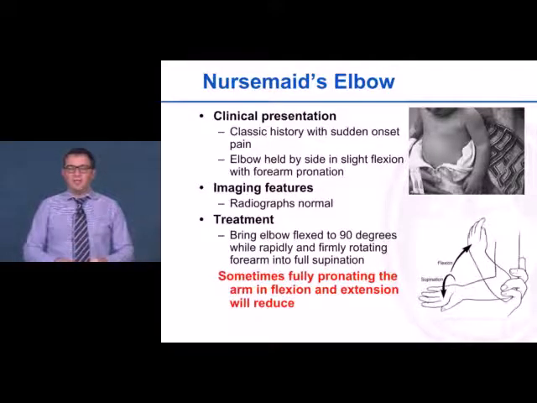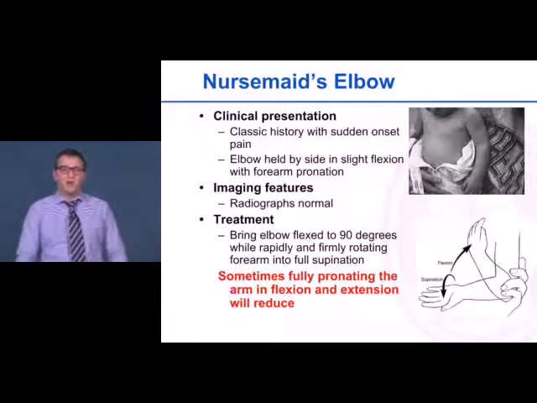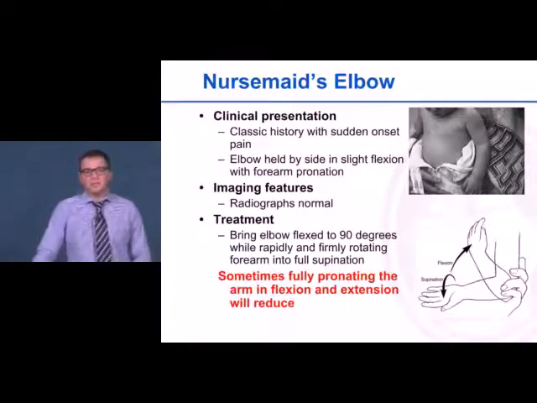However, if you hear that they maybe had a fall, you're not sure, then your suspicion for nursemaid's elbow should decrease and you should work them up for a fracture. Often when I'm seeing a possible nursemaid's elbow, the radiographs are not particularly helpful. And if I see, based on the history, that it seems consistent with a nursemaid's elbow, I won't do any x-rays.